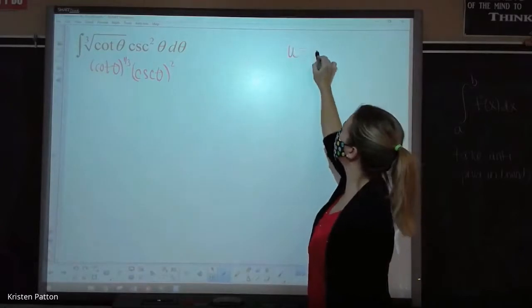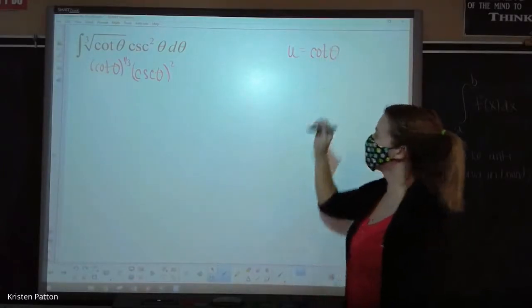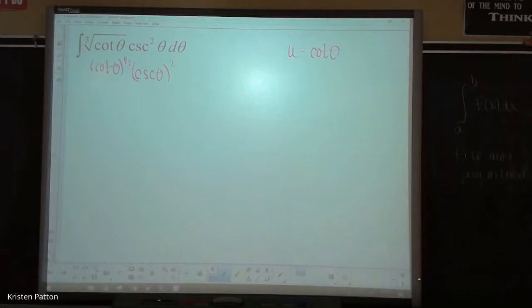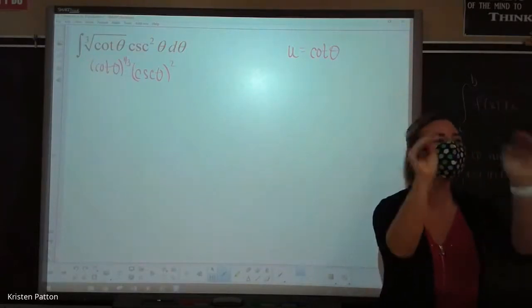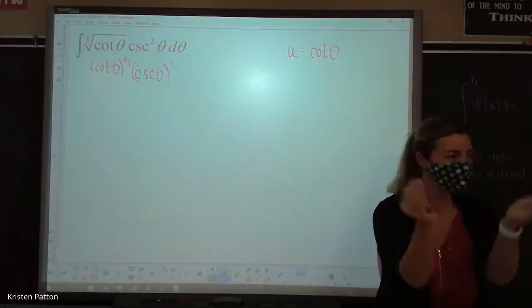So let's pick u equal cotangent theta. First of all, if you had to pick a piece of that integral that was messier than the other, can we all agree we'd pick the cube root piece? Cube roots are going to be a little more complicated than something squared. That's another reason that you would pick the cotangent instead of the cosecant. But again, don't pick the cube root of cotangent. We pick what's inside, just the inside.